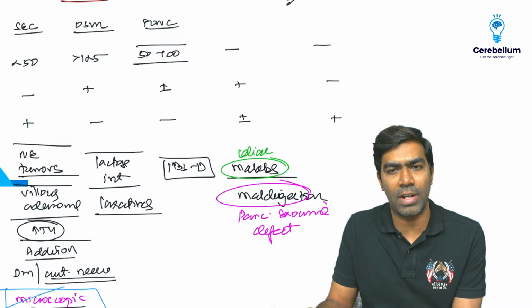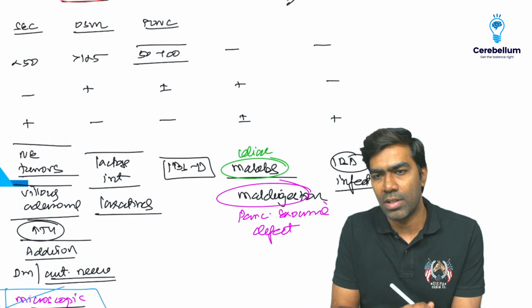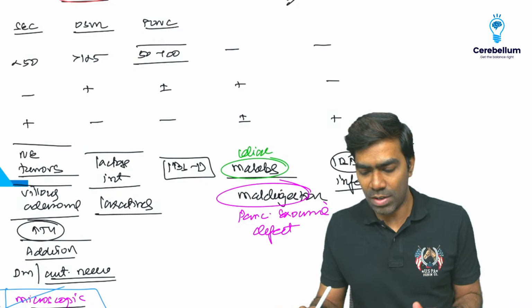So it's maldigestion. Inflammatory, the best example is inflammatory bowel disease, infections, chronic infections of the gut. But the most important example is going to be IBD, inflammatory bowel disease. So these are all going to be the examples of inflammation causing chronic diarrhea. So that's how you're going to stratify, okay?